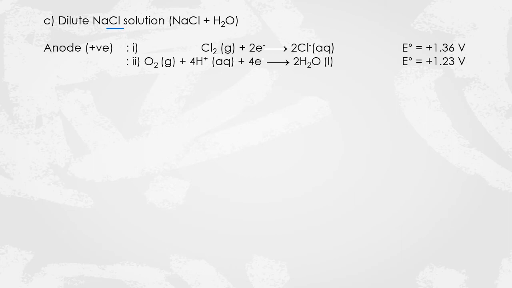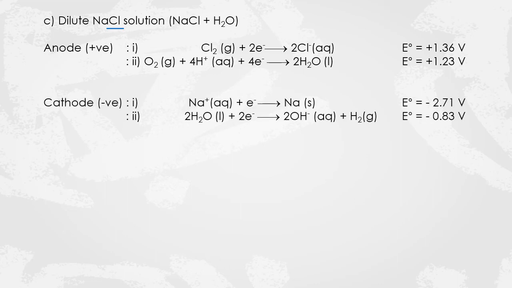To predict what kind of products will be formed at the anode and also the cathode, we need to first list all the possible cations and anions present. We know that the anode will attract anions, so our anions in this case are Cl- and also H2O. As for the cathode, we have the negative terminal that will attract cations, so in our case we have sodium and also water.